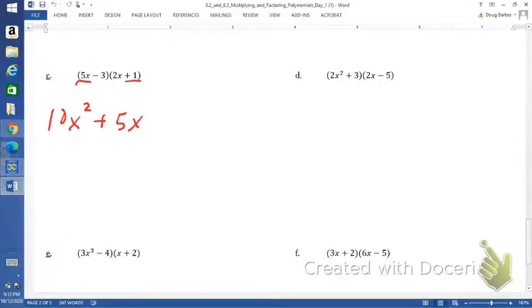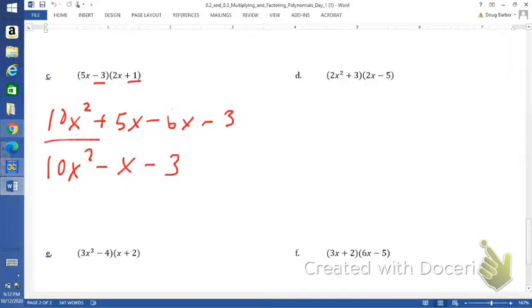Then the inner terms, negative 3 times 2x, that's a negative 6x, and then the last terms, negative 3 and 1, multiply those together, you get negative 3. Combine like terms, so you have 10x squared, you have a positive 5x and a negative 6x, that's negative x, minus 3.